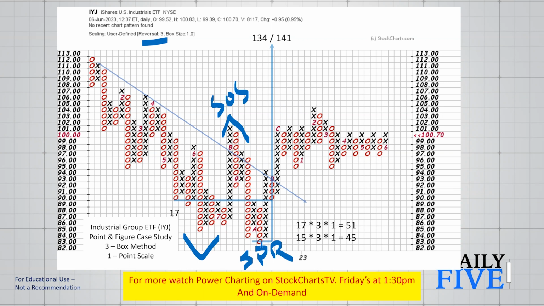Absolutely. And so here's a spring and beautiful symmetry from this pullback low here over to this low, 17 columns. And then note the big catapult wall, they call it in the old days, rallies right up to this high right here. And that's where the resistance is. And so that's beautiful, but we still have this count, 134, 141.